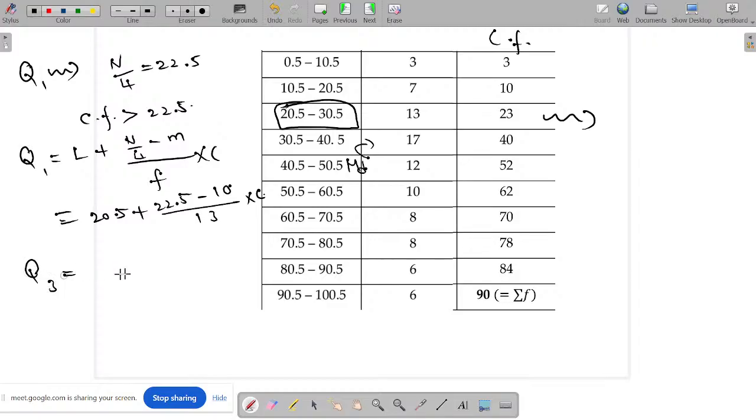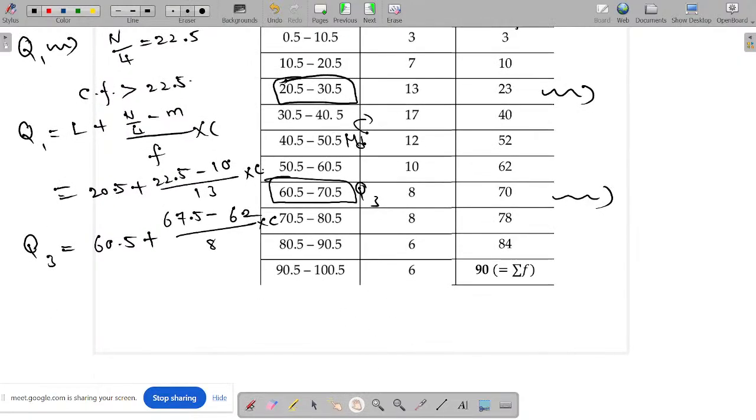So for quartile 3, shall I directly work out 3 times n by 4? 22.5 into 3 value. So this will be your quartile 3 class. Am I right? Quartile 3 class. So what is the L value? 60.5 plus 67.5 minus the 62, divided by 8 into C. Did you try working directly with the help of a calculator for the next two values, or did you try each and every step?